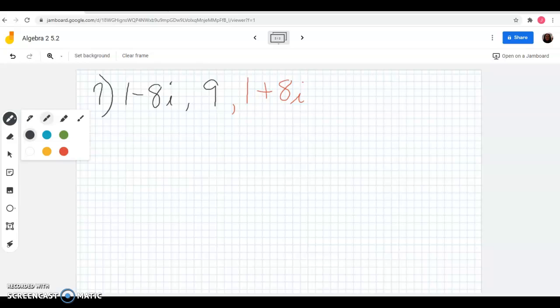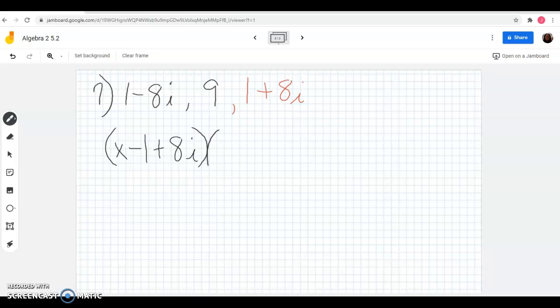So now what I'm going to do is place each of them in parentheses. So to start off, it's going to be x minus 1 plus 8i. And the reason it's that way is because I switch all the signs of my first term. Then I'm going to put its conjugate next to it, which is x minus 1 minus 8i. Again, they look the same. It's just one's a positive 8i and one's a negative 8i. And then I have x minus 9 as my third parenthesis.